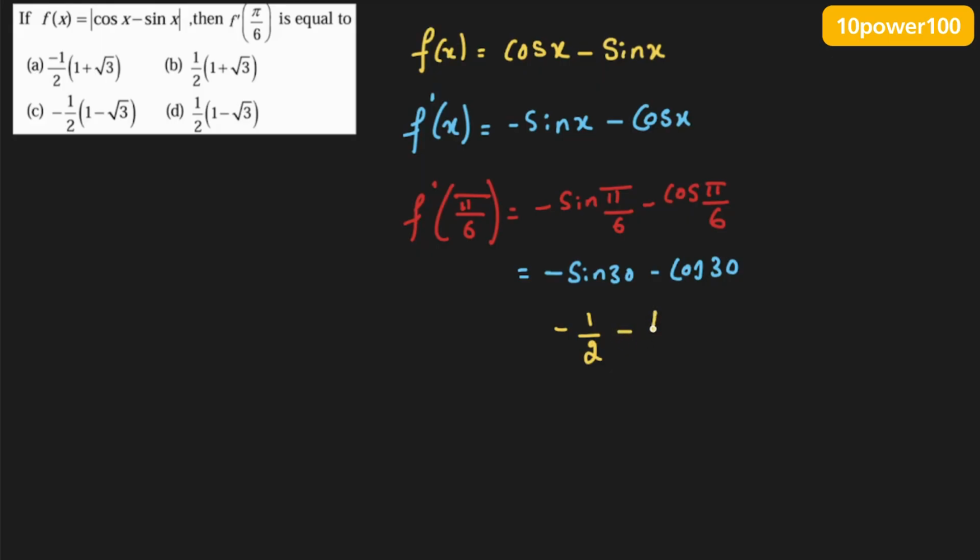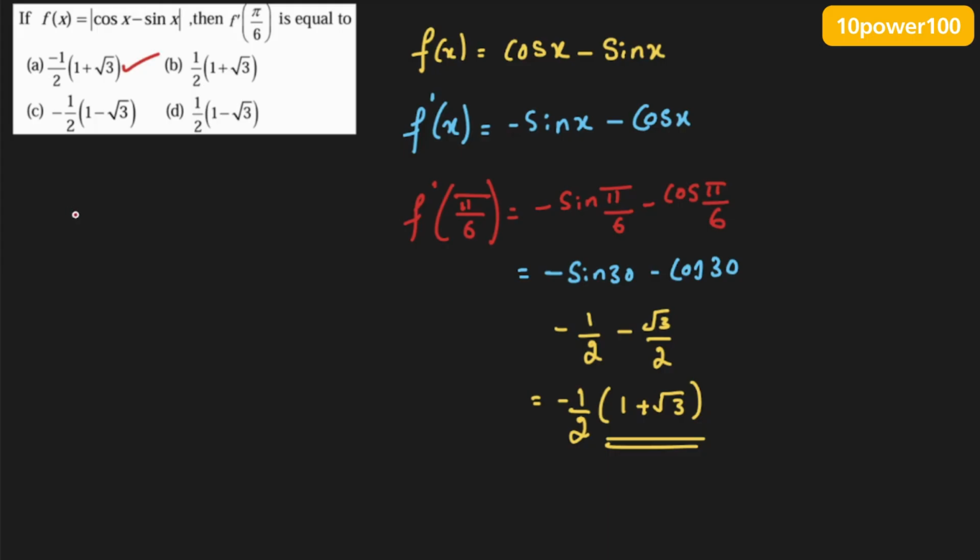Cos 30 is root 3 by 2, right? Root 3 by 2. Now if you take minus 1 by 2 common, we get minus 1 by 2 times 1 plus root 3. Do we have this option, minus 1 by 2? There are two options. Yeah, option A, right? Option A, minus 1 by 2 times of 1 plus root 3. So option A is the correct answer.